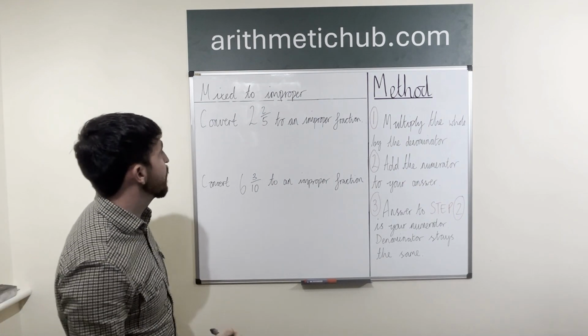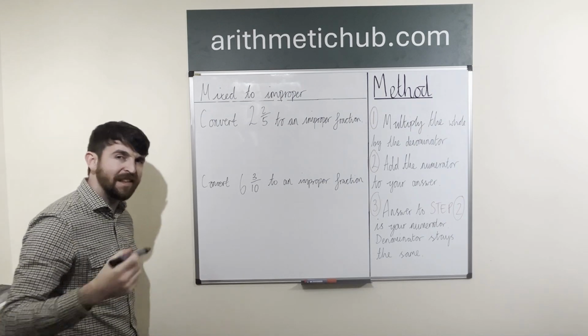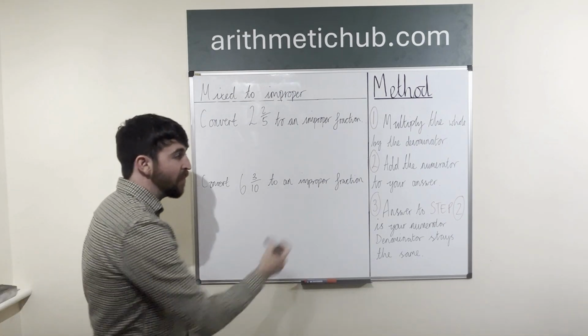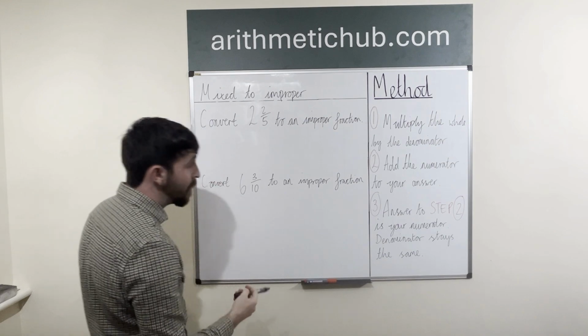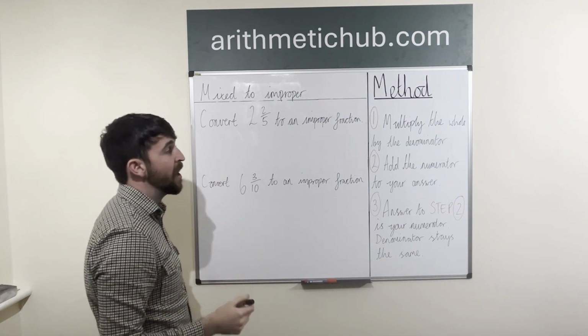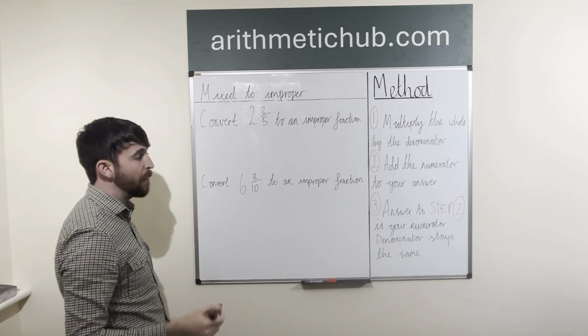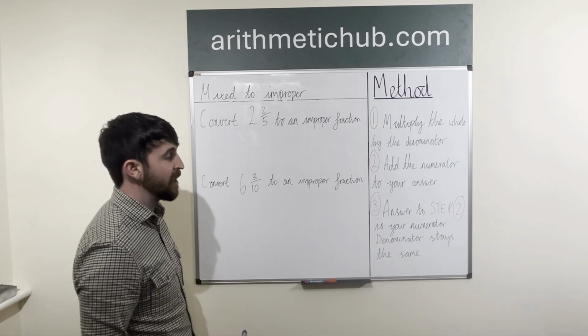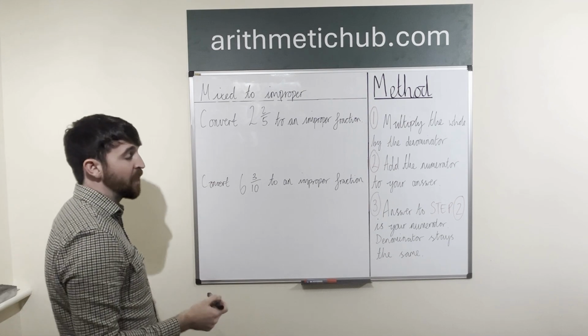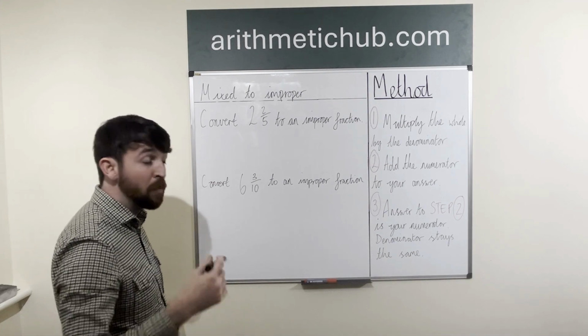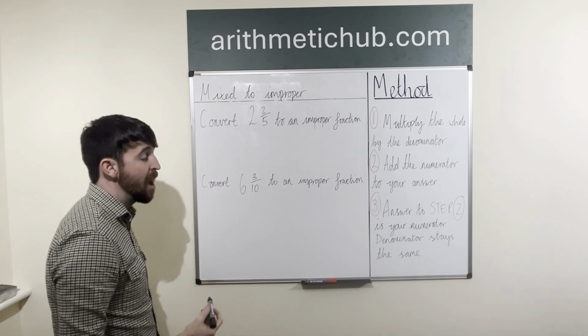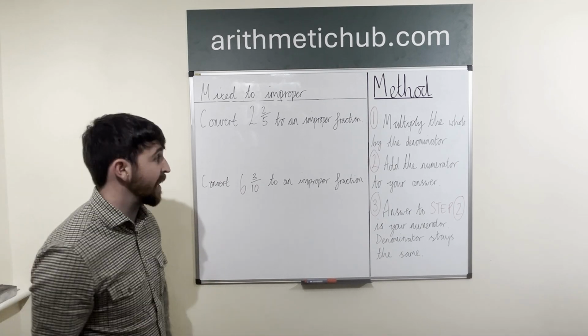So when we're converting from mixed numbers to improper fractions, let's start by having a look at the method for this. There's 3 steps to this method. The first step says what we need to do is multiply the whole by the denominator. Then we need to add the numerator to your answer, and finally the answer to step 2 is your numerator for your improper fraction, but the denominator is going to stay the same.